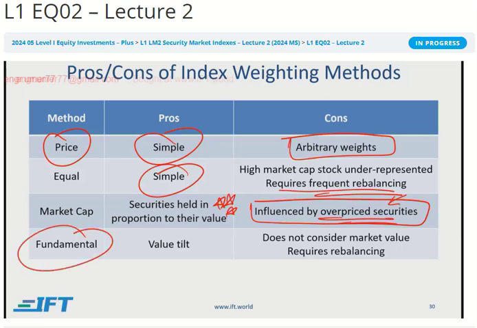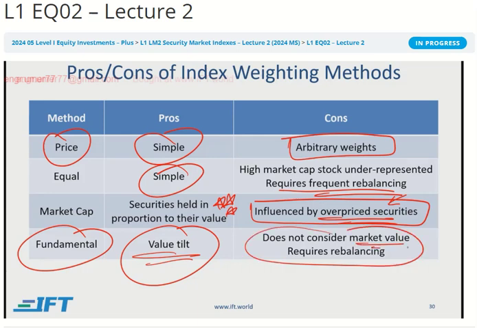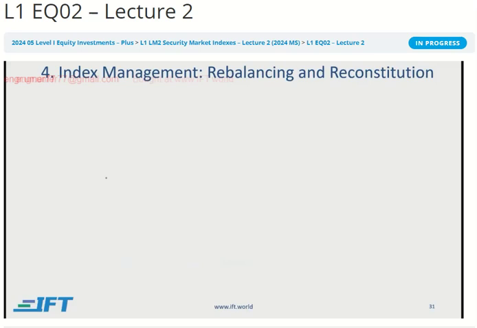Coming back to our indexes and to the fundamental index, the good thing here is that it gives a higher weight to the good ones, the value for money ones, so it has a value tilt. That's good, but it doesn't consider the market value. That's bad. And it also requires rebalancing, not as much as your equal. So look, the word here is frequent rebalancing for equal and just requires rebalancing for fundamental. So as far as rebalancing is concerned, the most frequent rebalancing required is for equal. All right, so that was your major crux of this reading.